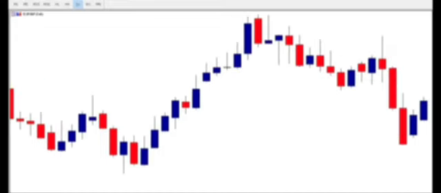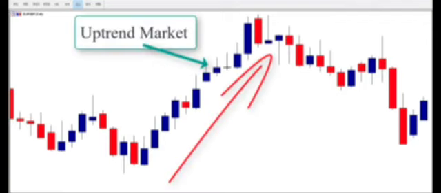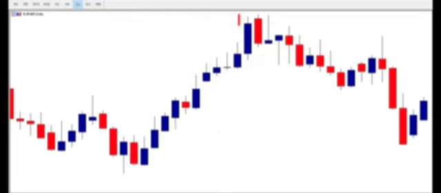As you can see in this real chart, the market is trending up. Buyers are in control of the market. But when the market reaches this level, everything has completely changed and sellers push the market down. If you know about the dark cloud cover pattern, you will understand what happened.